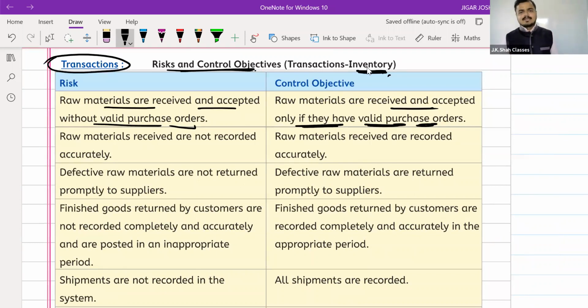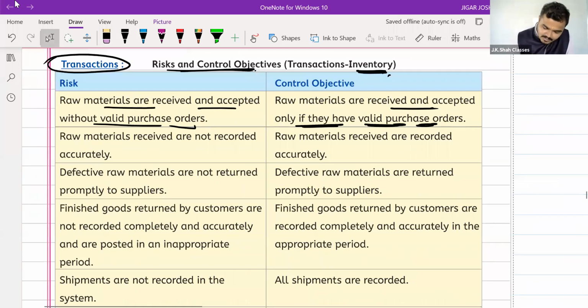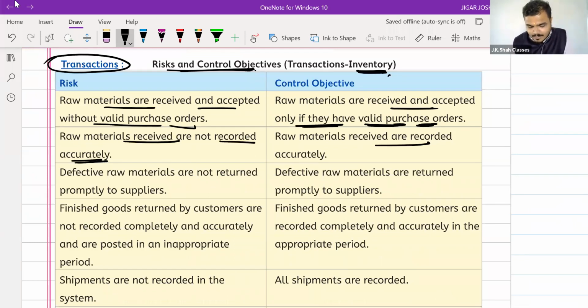Now, the biggest mistake is that we received 5,000 kg of material, but our store department recorded 500 kg. Disaster. See this: raw material receipts are not recorded accurately. All raw material received must be recorded accurately.